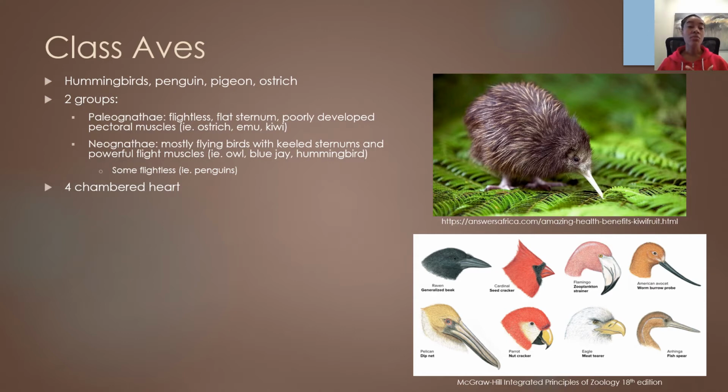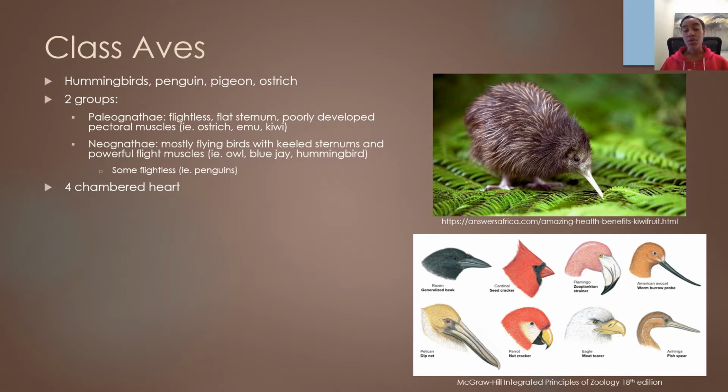But not all birds that belong to the group Neognathy are able to fly. There are some flightless birds like penguins, and flightlessness is actually something that has been seen to evolve over and over within birds. So it's not a homologous character, it's an analogous one where many species over time have developed flightlessness. And then, of course, our Paleognathy include the ostriches, emus, and kiwis, which are the biggest group of flightless birds alive today.